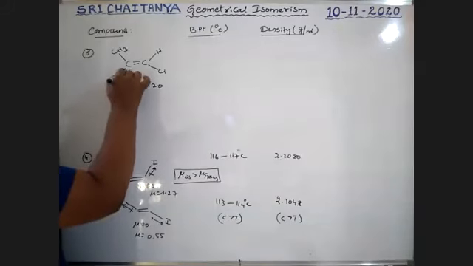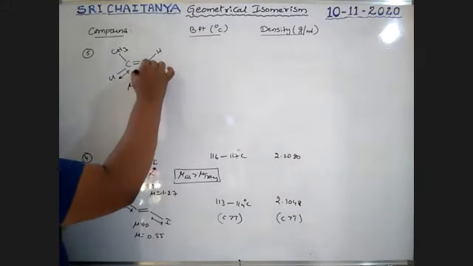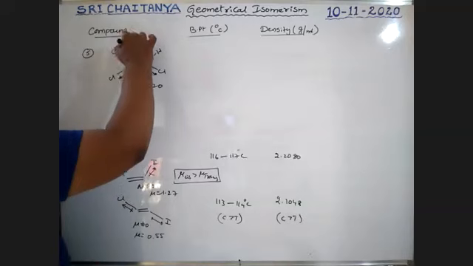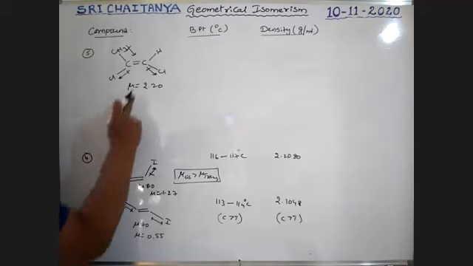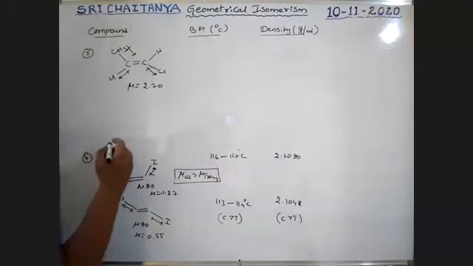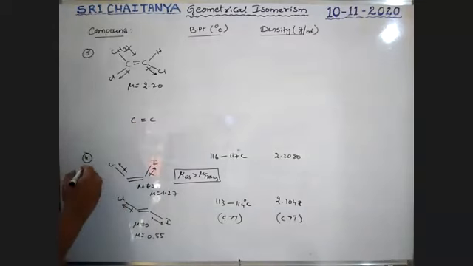So boys, in this direction, positive to negative. In this direction, positive to negative. In this direction, positive to negative. So all these are on the same side. Therefore, mu is 2.20. Next, for example, we are taking a compound like this.